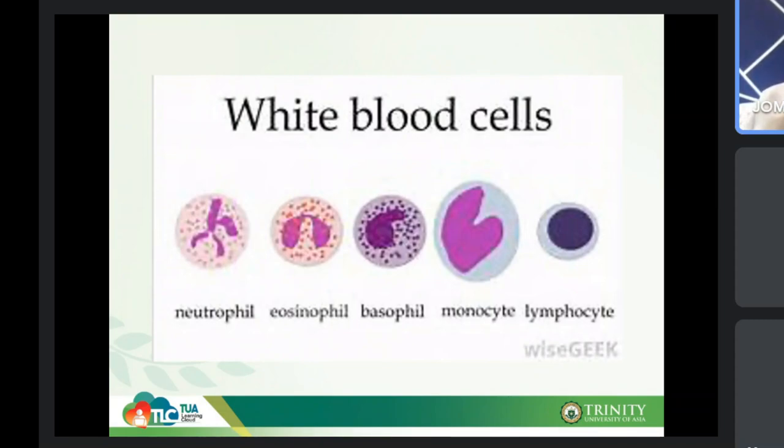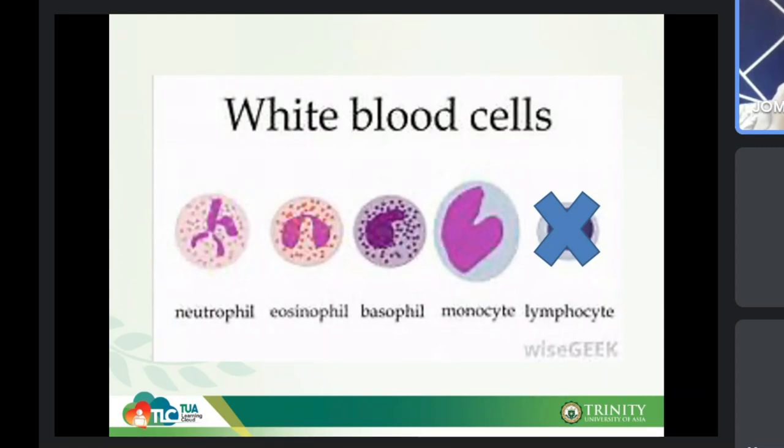So when we talk about your white blood cells and the innate or natural immune system, we have to exclude one. Not all your white blood cells are part of your natural or innate immune system. Your neutrophil, eosinophil, basophil, monocyte, generally your granulocytes, all of them are part of your innate immune system, except for your lymphocyte. Your lymphocyte is particularly part of your acquired or adaptive immune system, which we will be discussing in the coming weeks.